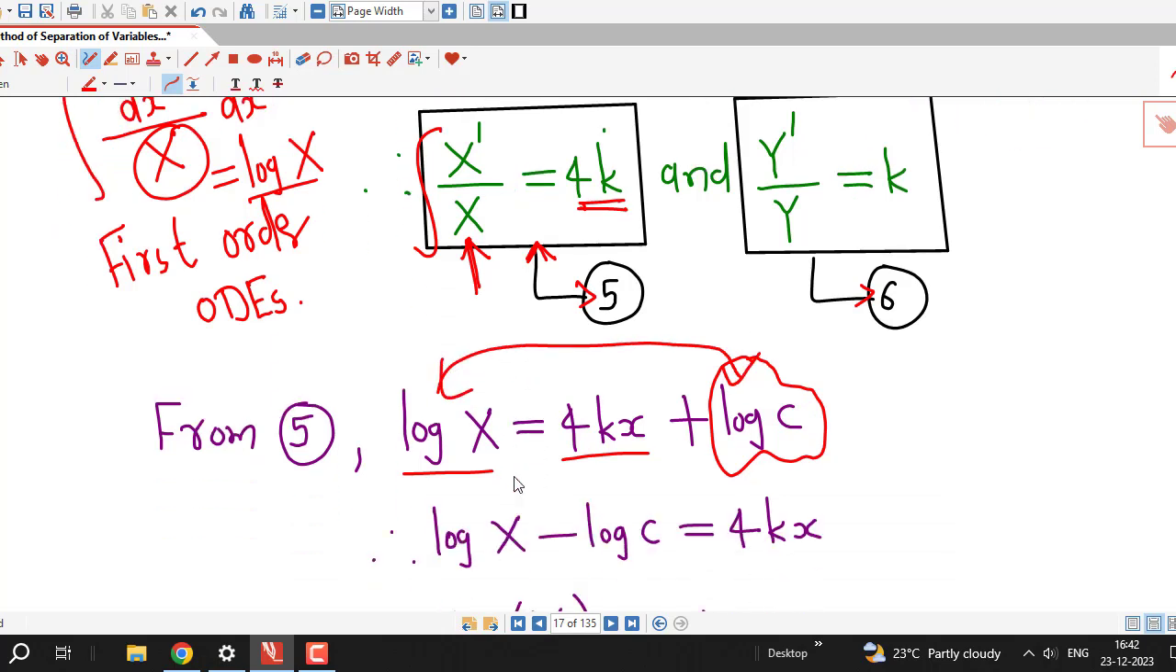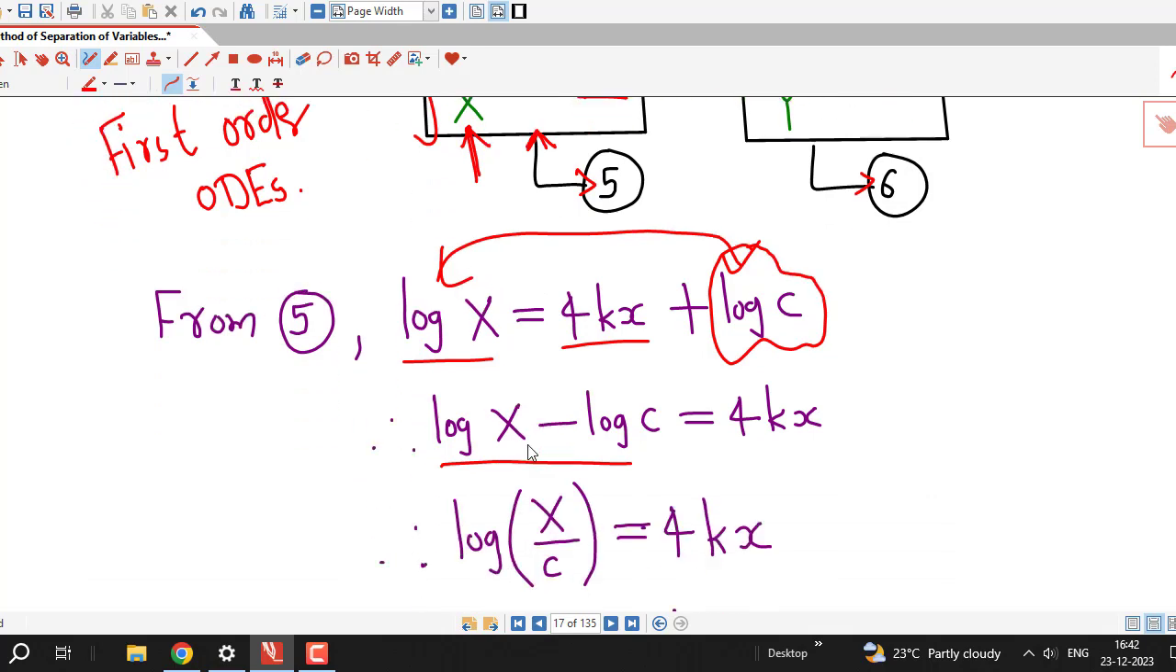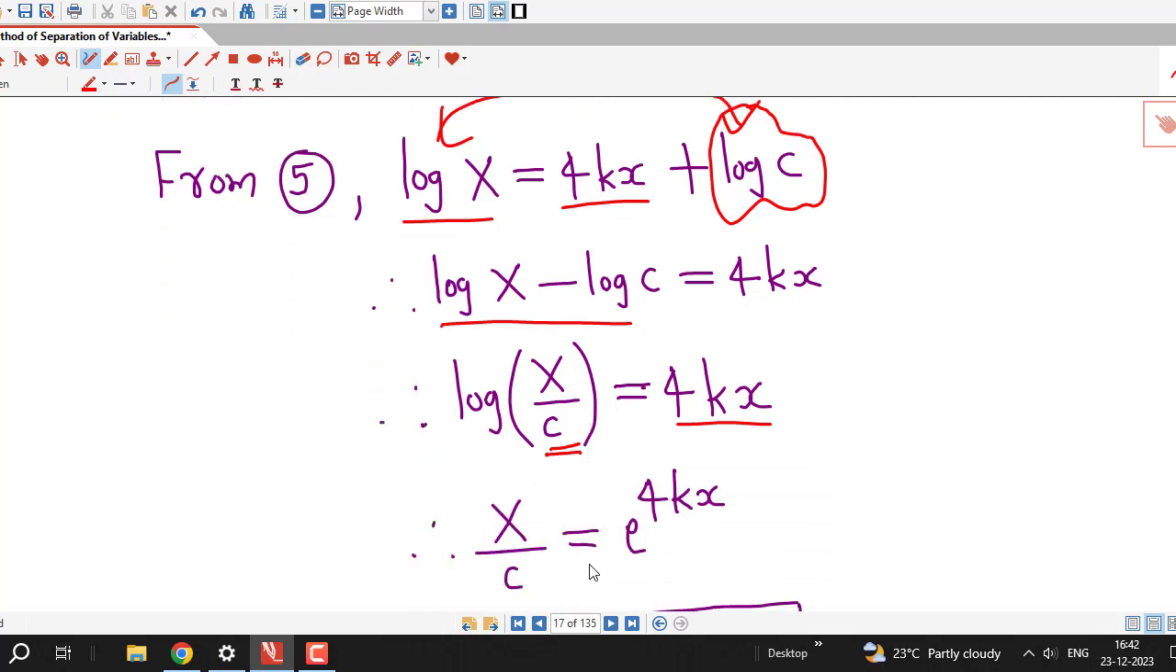Now using the property of logarithm, by transferring this on the left hand side, we obtain that logarithm of x over c is 4 into k into x, and from this we find that x by c equals exponential of 4kx. We are using the fact that logarithmic function and exponential function are inverse functions of each other.